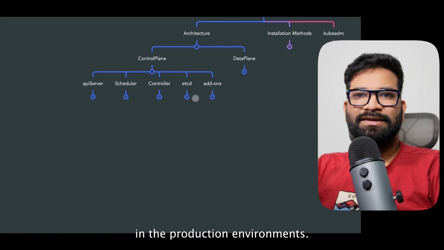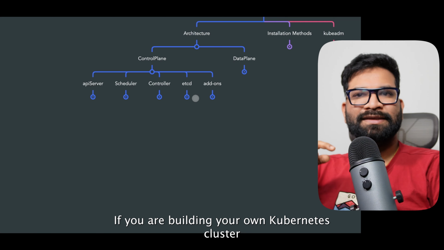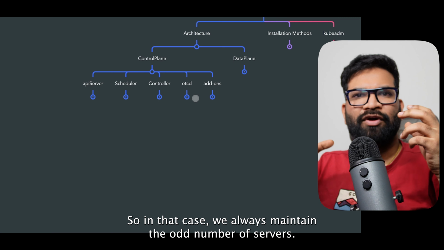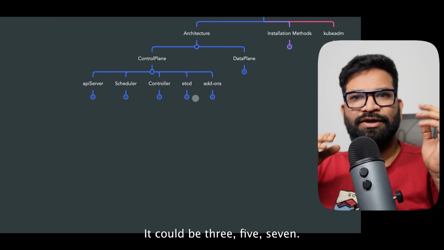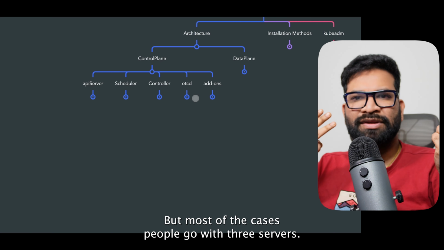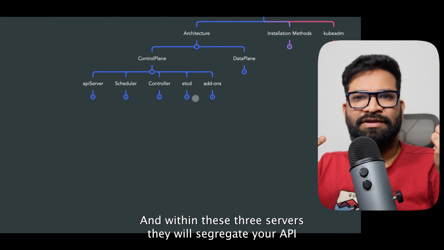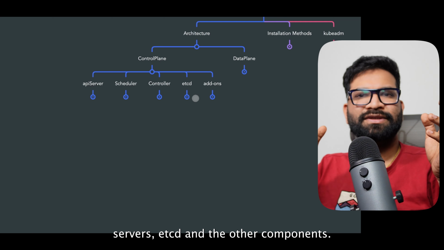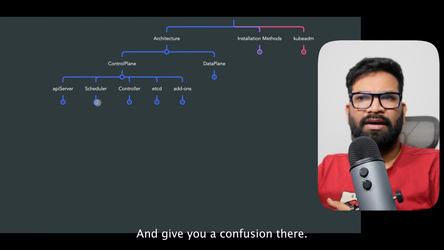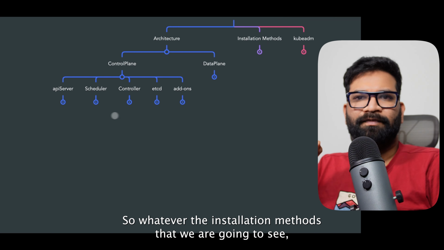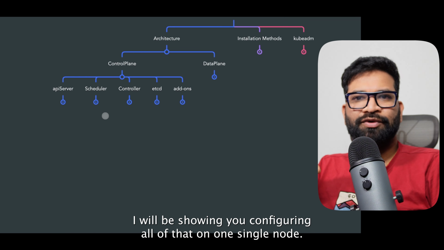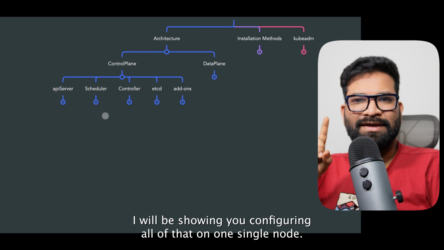In production environments, if you are building your own Kubernetes cluster from scratch, there are different approaches. In that case, we always maintain an odd number of servers. It could be 3, 5, 7, but in most cases people go with 3 servers, and within these 3 servers they will segregate your API servers, etcds, and the other components. Let's not get into that and confuse you there. Whatever installation methods we are going to see, I will be showing you configuring all of that on one single node.